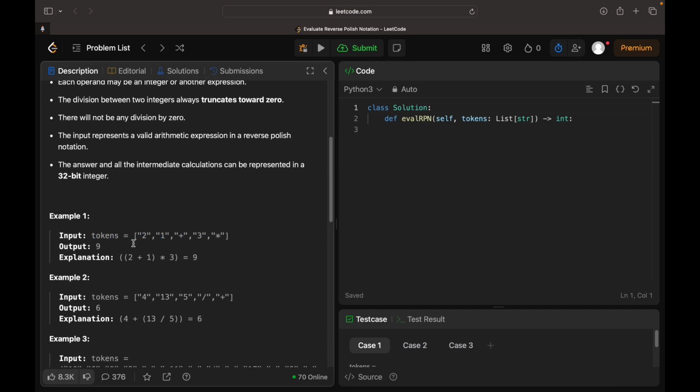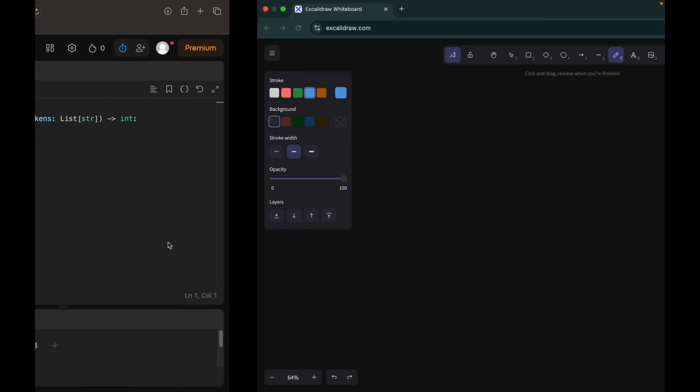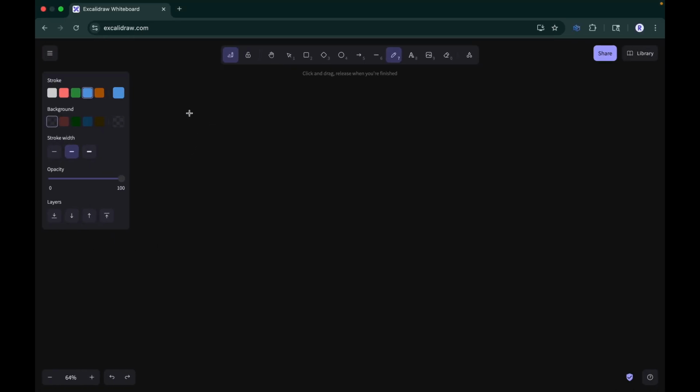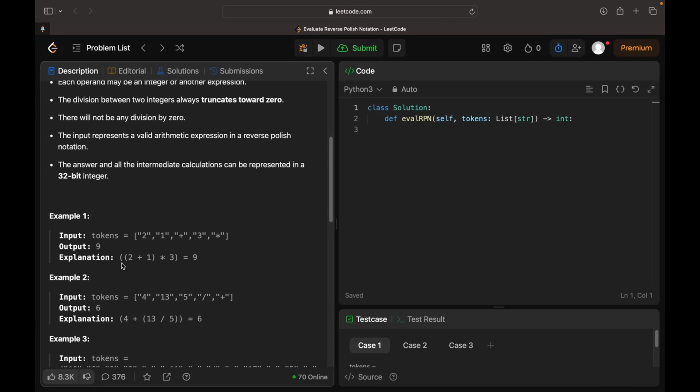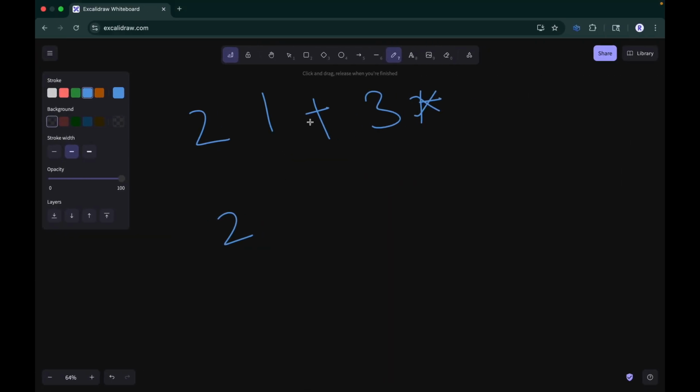So the tokens are 2, 1, plus, 3, asterisk. Let's do it ourselves. How do we solve this? What happens here is that we do 2, as you can see in the explanation as well. You'll have 2 plus 1. The reason you'll have 2 plus 1 is because as soon as we see an operator, we take the previous two elements, and then we perform the operation.